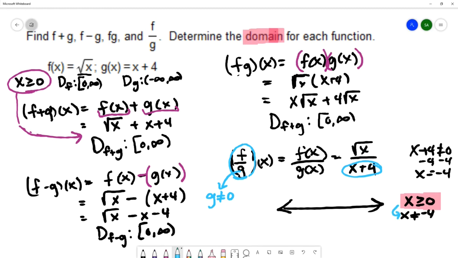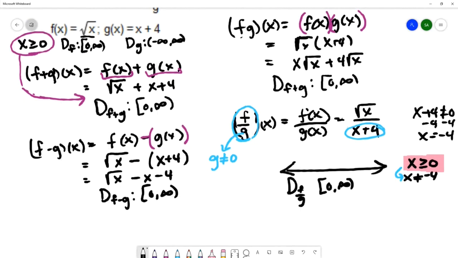By x being greater than or equal to 0, we know that x is not equal to negative 4 because it can only be positives or 0. So our domain for f over g will also be 0 to infinity. But let's consider for just a second here, what if this wasn't an x plus 4?